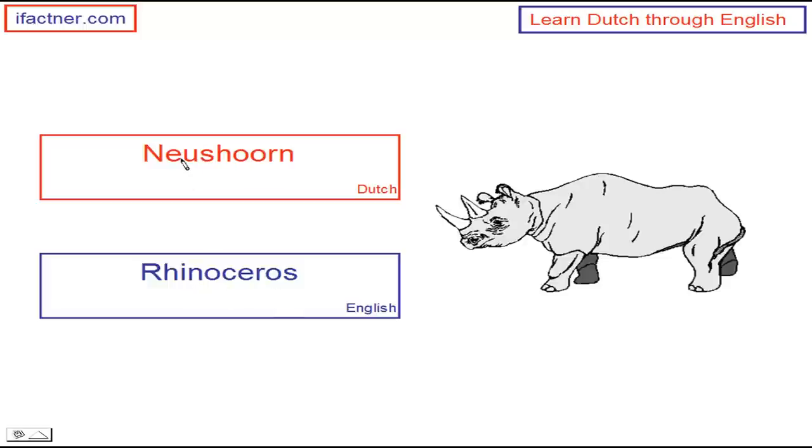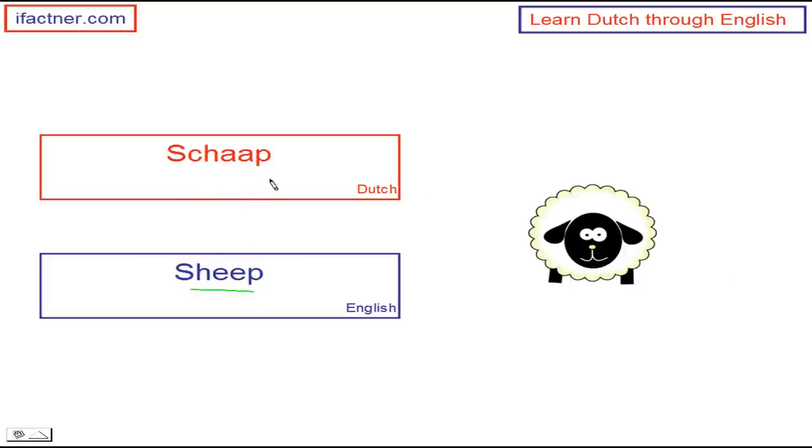Rhinoceros, neushoorn. Neus is nose, hoorn is horn, neushoorn. N, A, U, S, nose, H, O, O, R, N, horn. Sheep, schaap. S, C, H, A, A, P, schaap.